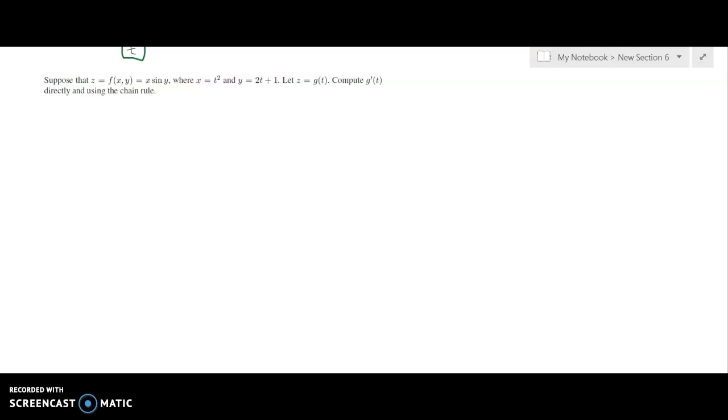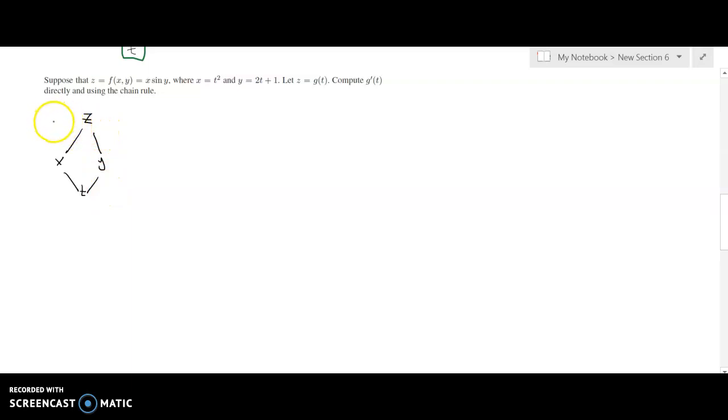So here, let's just off the side draw our diagram, and we know that z depends on two inputs, x and y, each of which depend on this other variable called t. So we know we have a chain rule problem because we see that there's a chain of relationships going on here. Z depends on two variables, both of which depend on another variable.